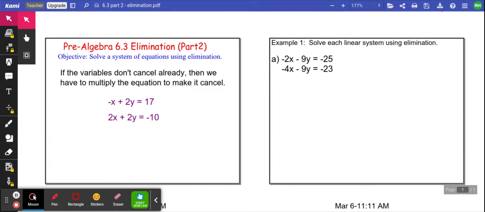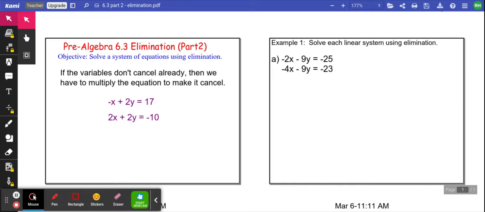Alright, you guys. So today we're going to do elimination part 2. What we're going to find today is that compared to the last lesson, where I already had the variables lined up to cancel out for you so that all you had to do was look for which one was already opposites, today I've taken that away.